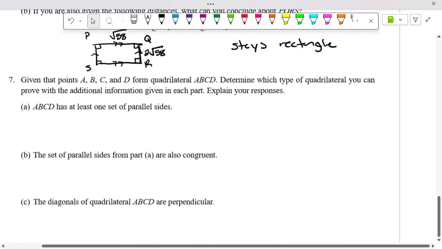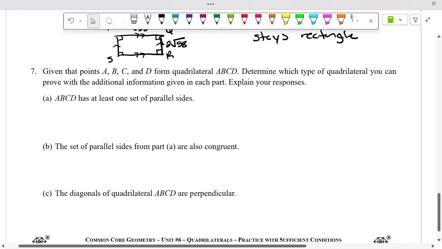All right. Now, last one. Let's see if you guys can do it. Given the points A, B, C, D form a quadrilateral, determine which type of quadrilateral you can prove given the specific information. So, all they gave us is that ABCD has at least one set of parallel sides. What can I call that? So look at your foldable. If I have at least one set of parallel sides, what is the only quadrilateral that I could call it? Trapezoid. So as of right now, I can call ABCD a trapezoid.